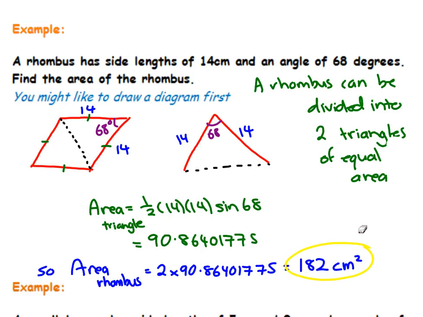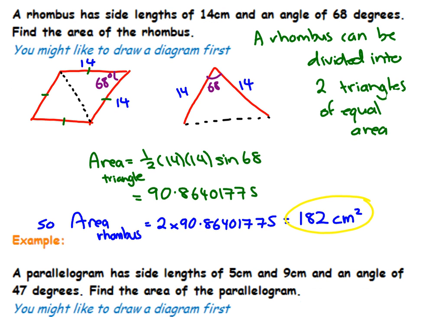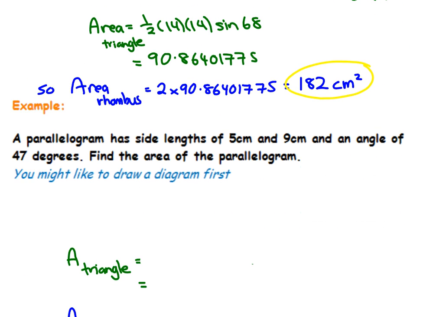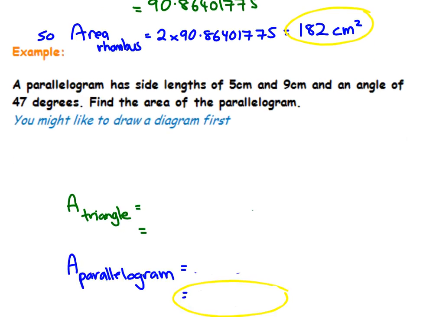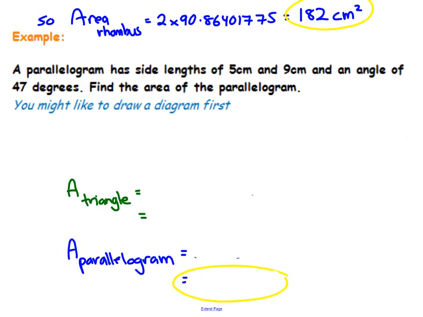And down below, one last little example before we do our summary on the next page. So example, a parallelogram, this time has side lengths of 5 and 9 and an angle of 47. So it's probably sounding pretty similar to the above example. Find the area of the parallelogram. A hint, you might like to draw the diagram first. So let's draw our parallelogram in, and let's mark in the angles and the sides.